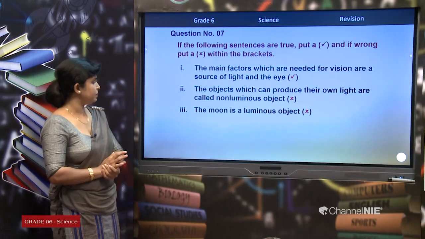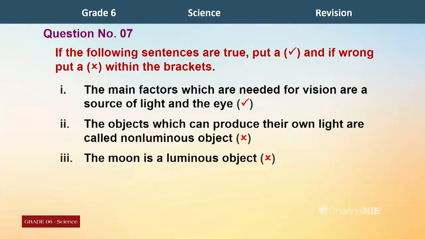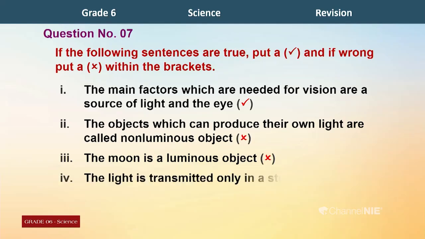Look at the third one. The moon is a luminous object. Is it a luminous object? No, that is not a luminous object. The moon is shining just because of the light of the sun, right? So that is not a luminous object, it is a non-luminous object. The statement is wrong.